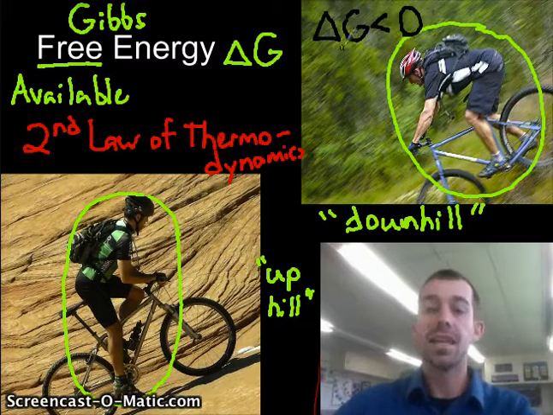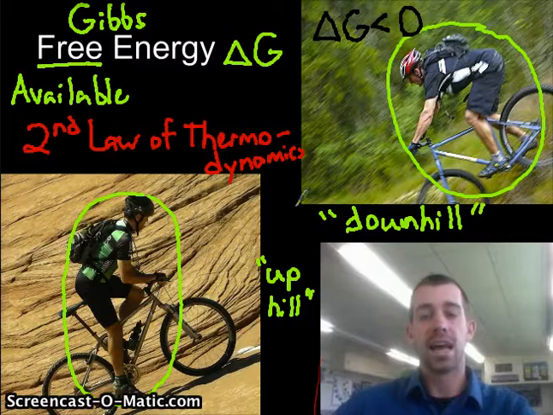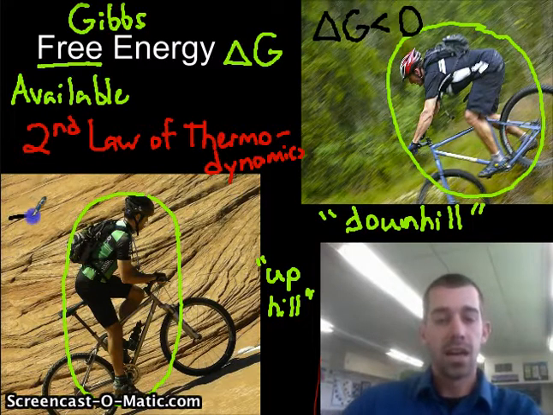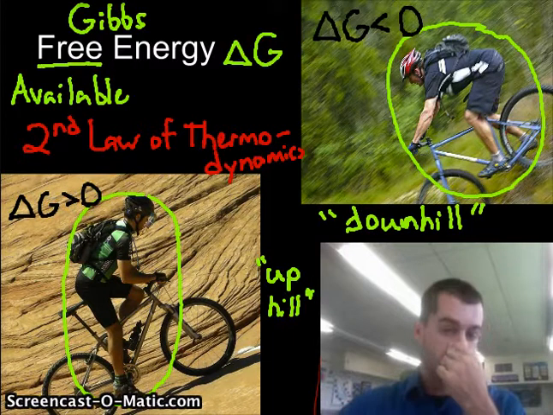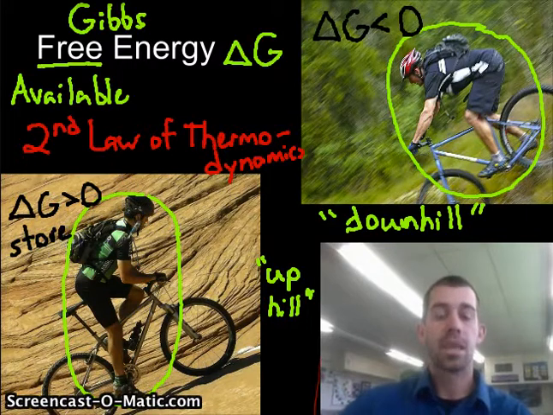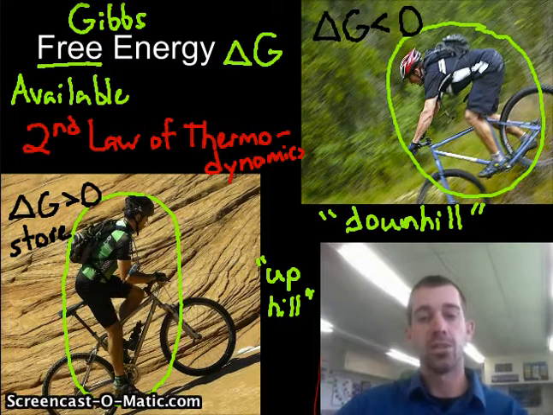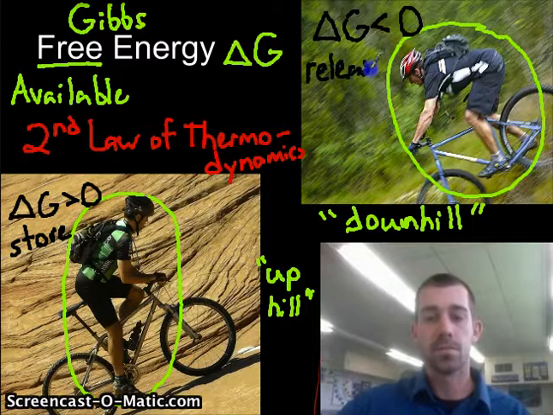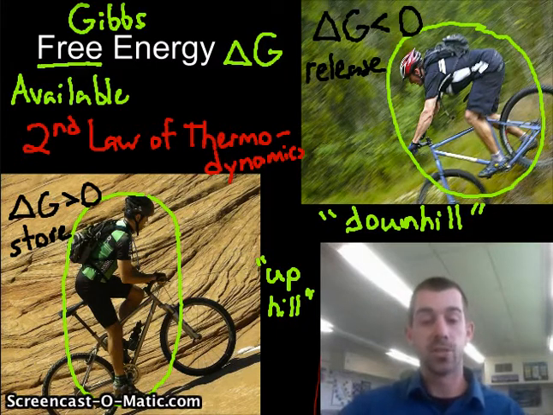Anytime delta G is negative, then that's something that is happening naturally because it's releasing energy, like a bicycle going downhill. If delta G is greater than zero, that means you are actually storing energy. And that's like this bicyclist. That requires an input of energy to store that energy, and it doesn't happen naturally. Whereas the release of energy does happen naturally. All right, so let's go ahead and apply this to some biological situations, and that'll help us understand it a little bit better.